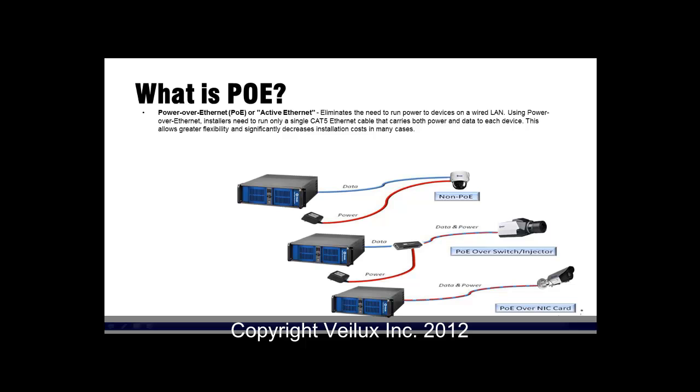Therefore you don't have any switches or anything, but this is uncommon. This one is normal, where you have your Cat5 cable going directly to the camera and then you plug in the camera nearby to an electrical outlet. This one right here is very common with PoE devices.